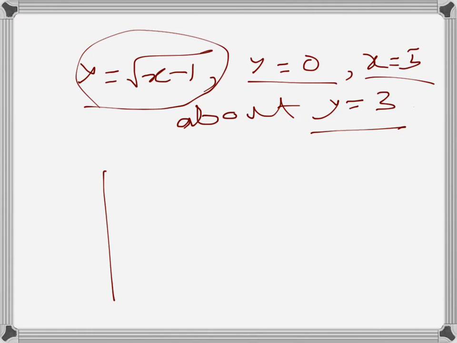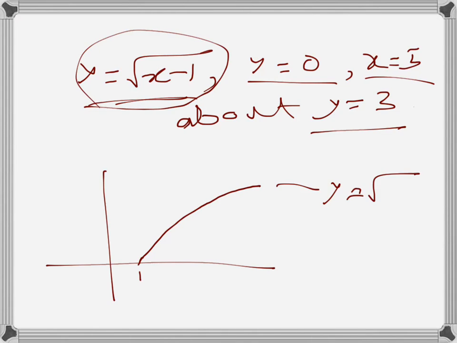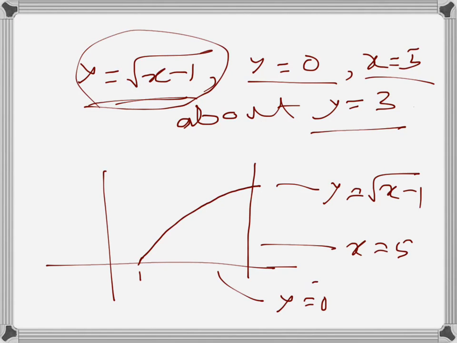So yeah, this one will be something like this. It will start at x equals 1. So that's there, and then x equals 5 here, which is the other straight line, and then y equals 0, which is the x-axis, and this one is the y-axis.